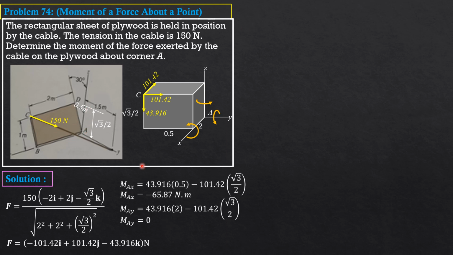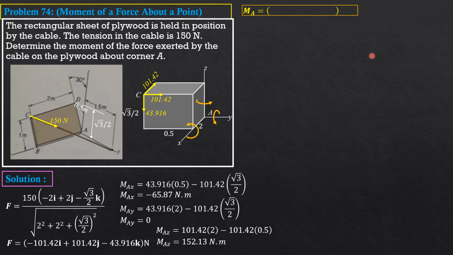Then MAZ, this is the positive sense. MAZ is equal to 101.42 times 2, then minus 101.42 times 0.5. This is minus because it is opposite to this sense here. So MAZ is equal to 152.30 newton meter. So therefore, in vector form, MA is equal to negative 65.87 i plus 152.13 k newton meter.